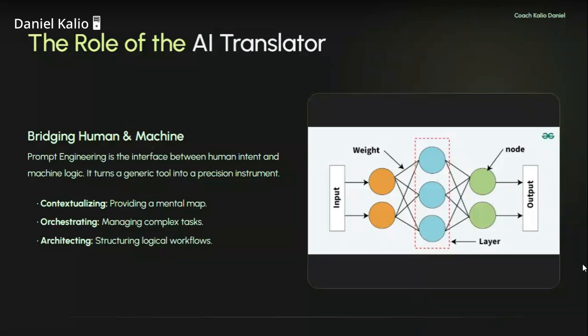So you can say, oh, do this, then do this, then do this. Because of the way you place it, the AI knows, okay, I need to finish this, then do this. So you're managing complex tasks based on prompting. Then the last is what we call structure logic workflow, which is architecting. So you're designing the structure.